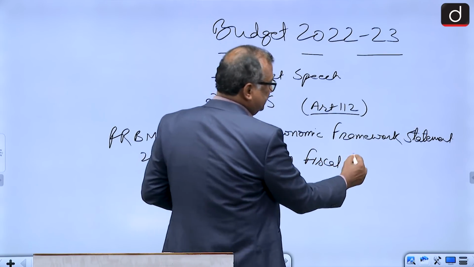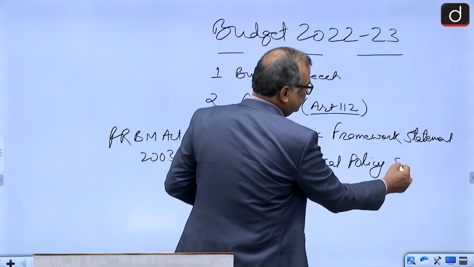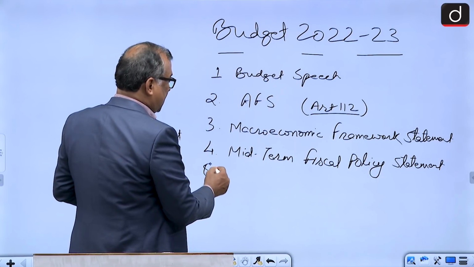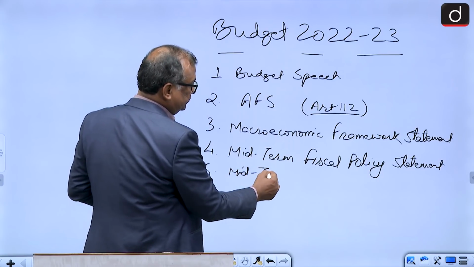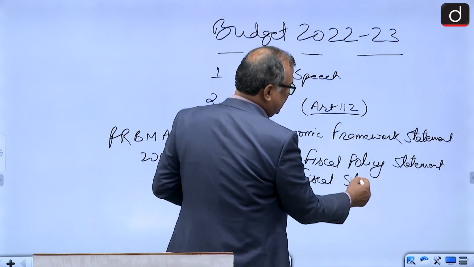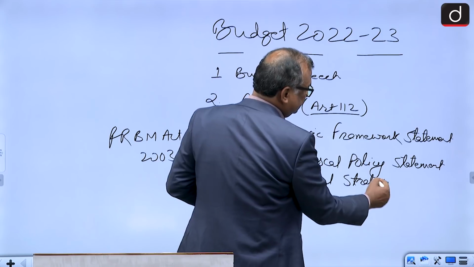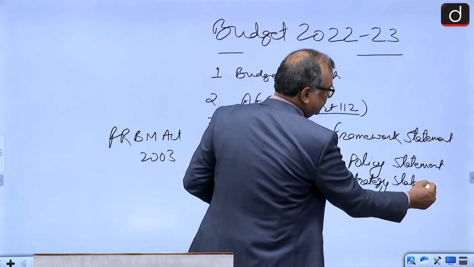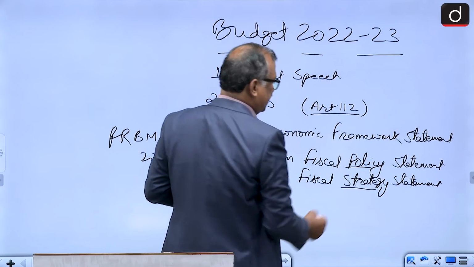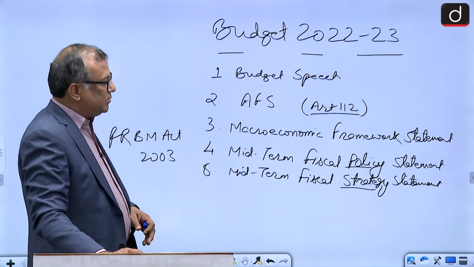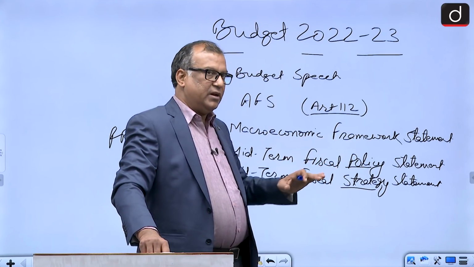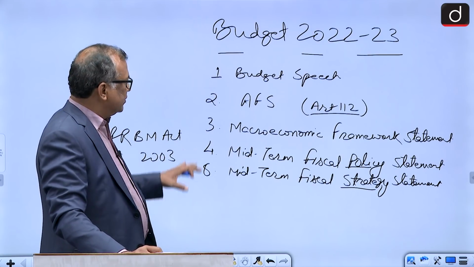Next, which is required under the same act, is mid-term fiscal policy statement. And there is a mid-term fiscal strategy statement. And you have to be conscious that there is a mid-term policy statement and mid-term strategy statement. There could be certain strategy implicit in the policy that is required to be made obvious and explicit. So, these are the important documents.